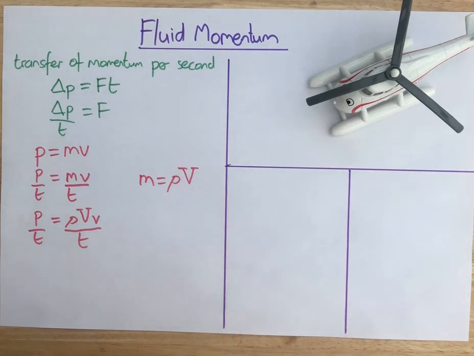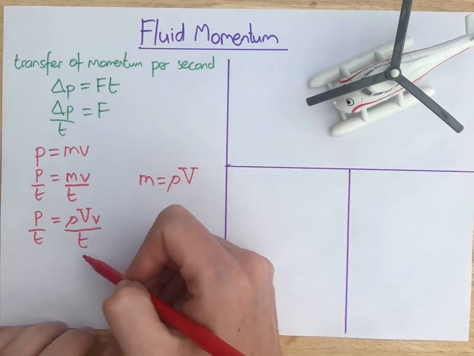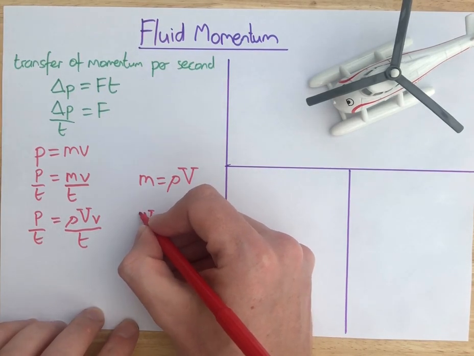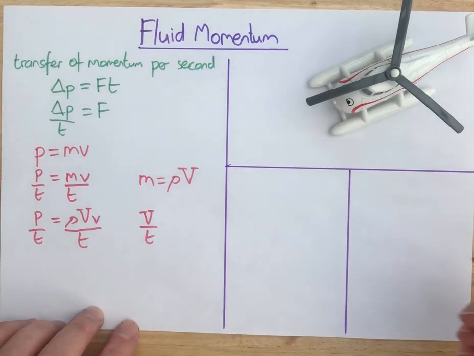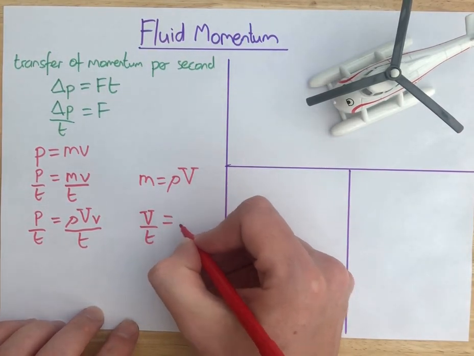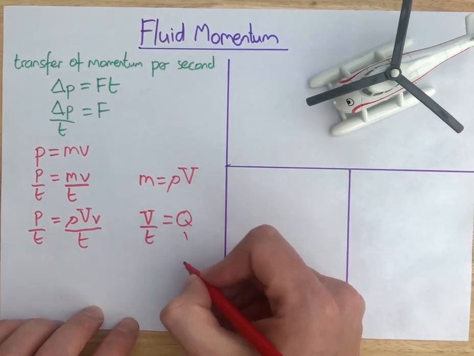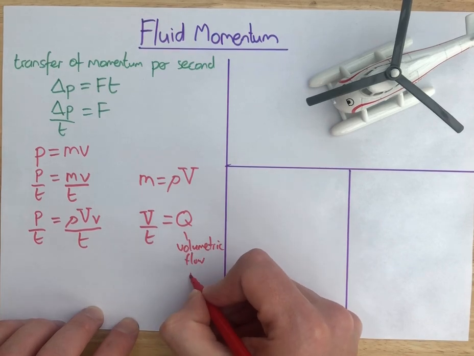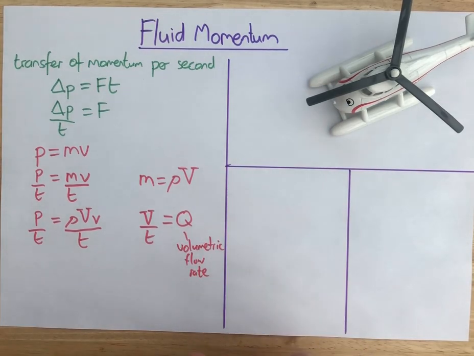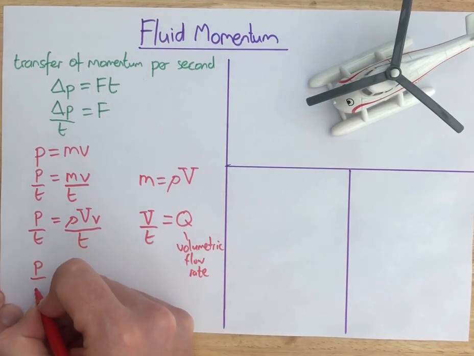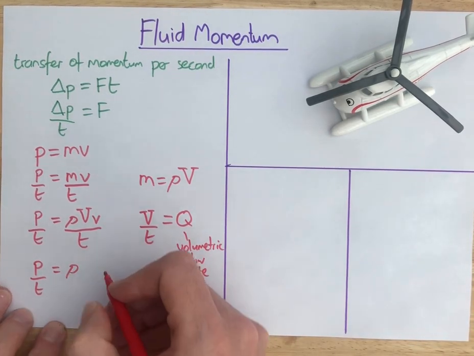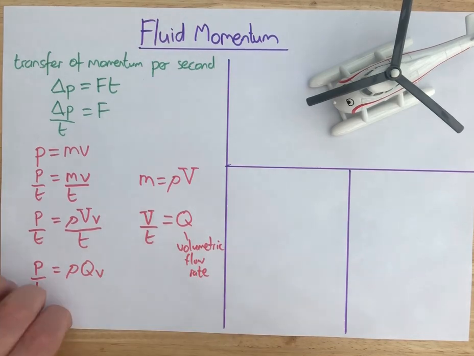Now there is a notation for V over T, volume flow rate, or volumetric flow rate as it's more commonly known. Okay, and in some texts, but it's not an actual AQA spec thing, that's given the symbol Q, where Q is the volumetric flow rate. It's simply the volume of fluid that flows per second. Okay, and that simplifies our equation down to change in momentum per second, density times volumetric flow rate times the velocity of the fluid.